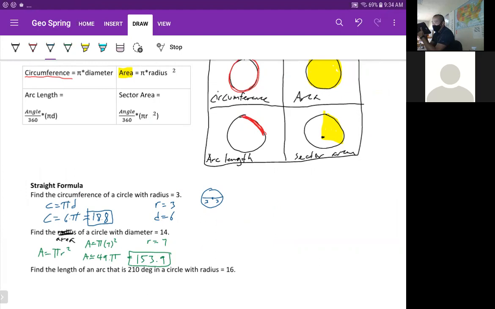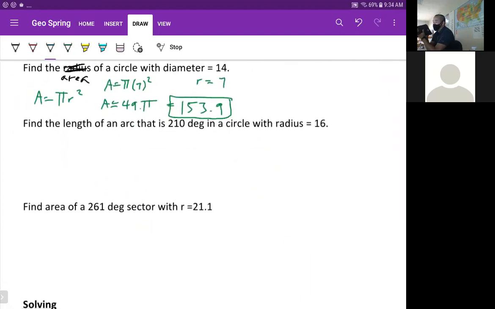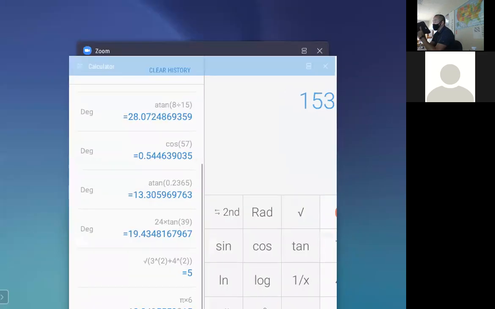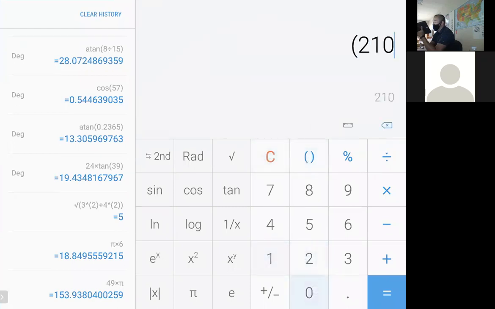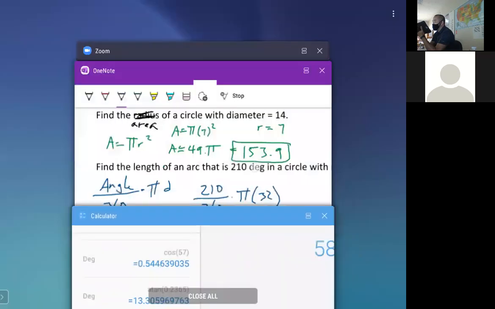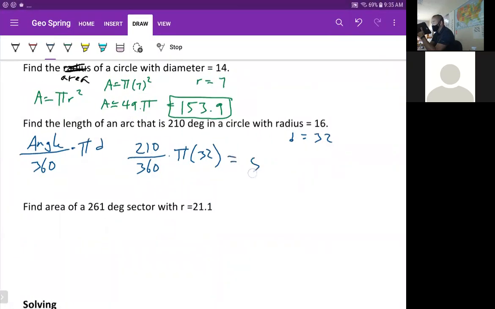So arc length, this is the bottom left formula. So it's angle divided by 360 times pi d. So diameter is 32, angle is 210. So 210 divided by 360 times pi times 32, which is 58.6. So really today's thing, you're really just plugging stuff into formulas. Pretty straightforward.